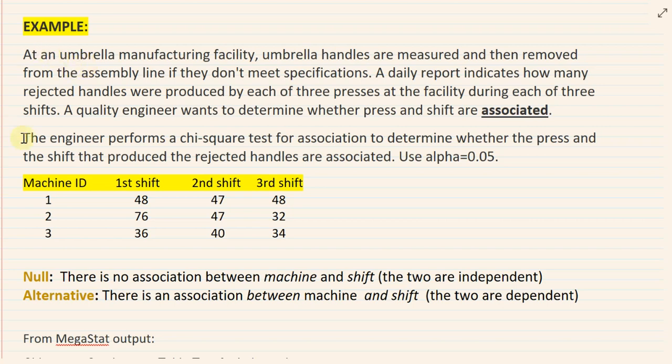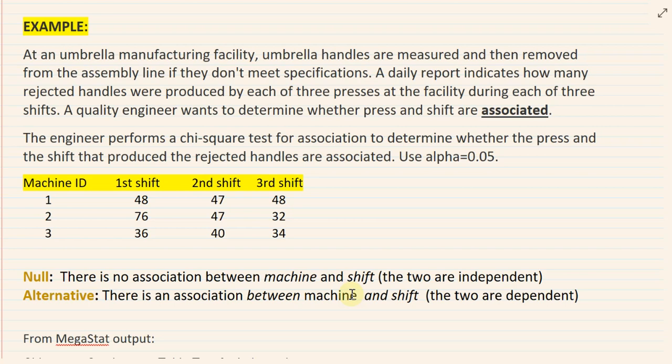So the engineer performs a Chi-Square test for association to determine whether the press and the shift that produced the rejected handles are associated. Again, these numbers are numbers of rejected umbrella handles during each shift produced by each machine. So this is all bad stuff. Okay, we're going to use your usual 0.05 level of significance. So here's the null hypothesis. Remember, the null hypothesis is always, in this case, the hypothesis of no association between 2 variables. That would imply independence, statistical independence, that is.